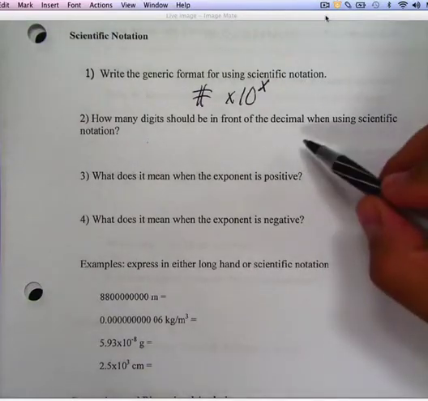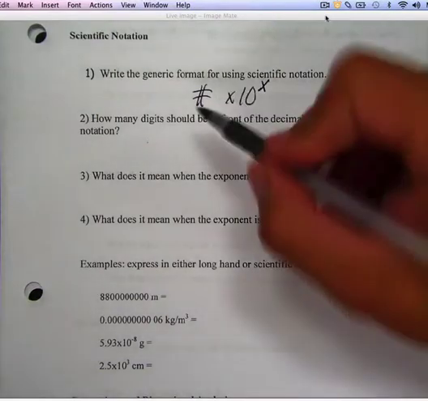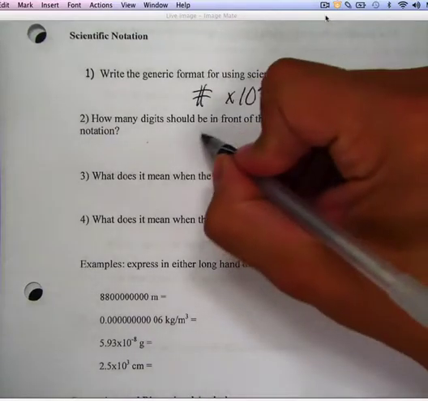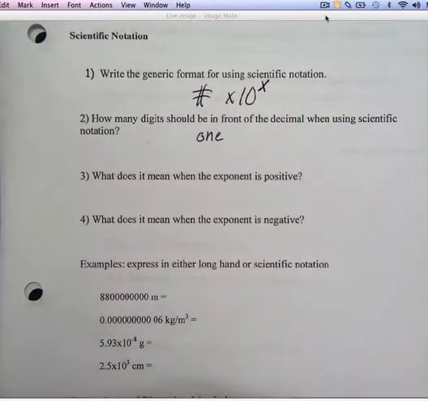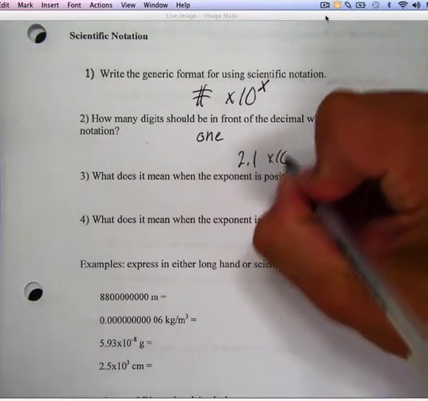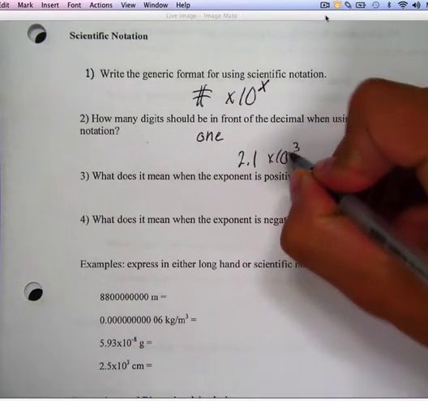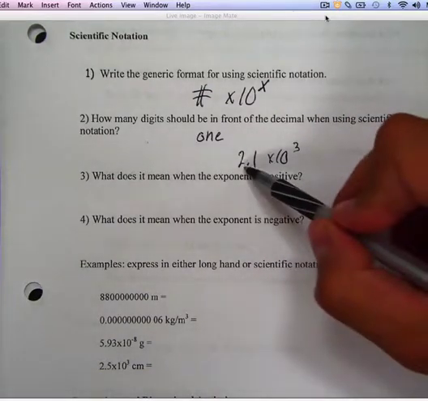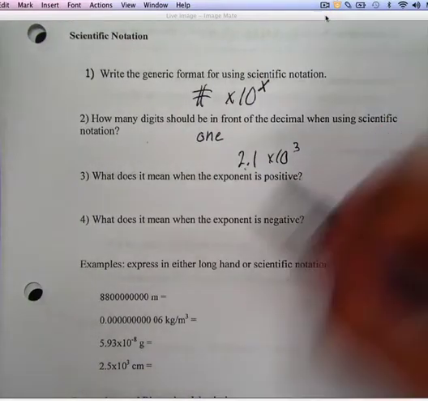And then moving on to part two, how many digits can be in front of the decimal? For this number, it might have a decimal, it might not, but the key is it can only have one number in front of the decimal. An example, 2.1 times 10 to the third. You can't have 21 times 10 to the fourth, it's got to be 2.1. You always have one number in front of the decimal and one number only.